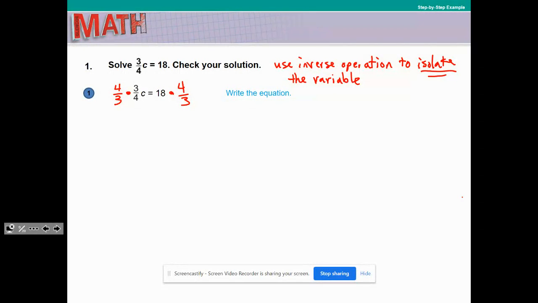Why did I do it to both sides? It's because it's like a balance. If you do something to one side, you have to do it to the other. All right, let's move on now. We can multiply by the reciprocal to isolate the variable. We can cancel out the 3/4 by multiplying by 4/3.